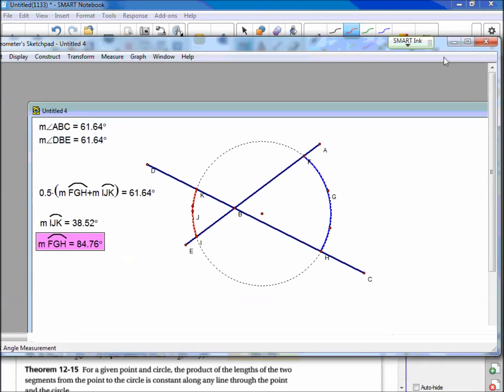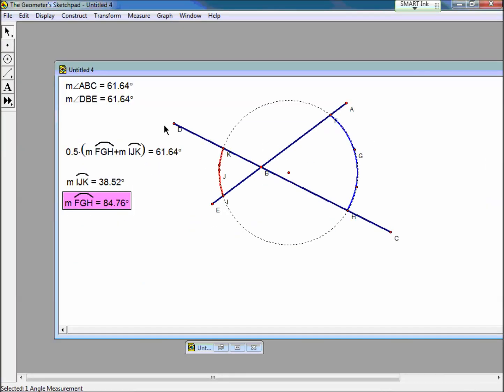So here's a sketch of it. We have these 2 lines crossing. DC and AE cross and intersect inside the circle. Okay, so I measured the 2 angles. DBE right now is 61.64, as well as ABC is 61.64. So these 2 angles in here are congruent to each other.